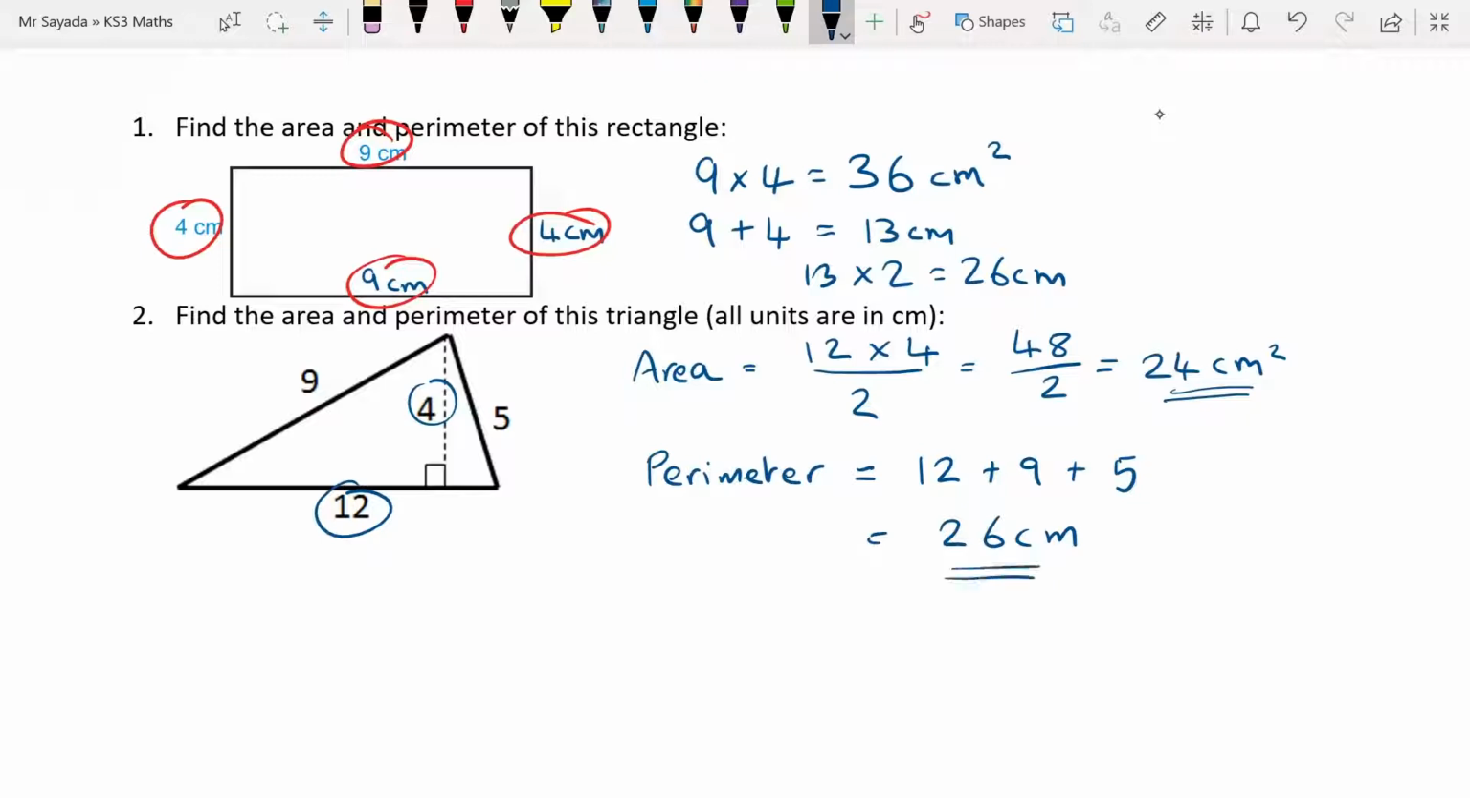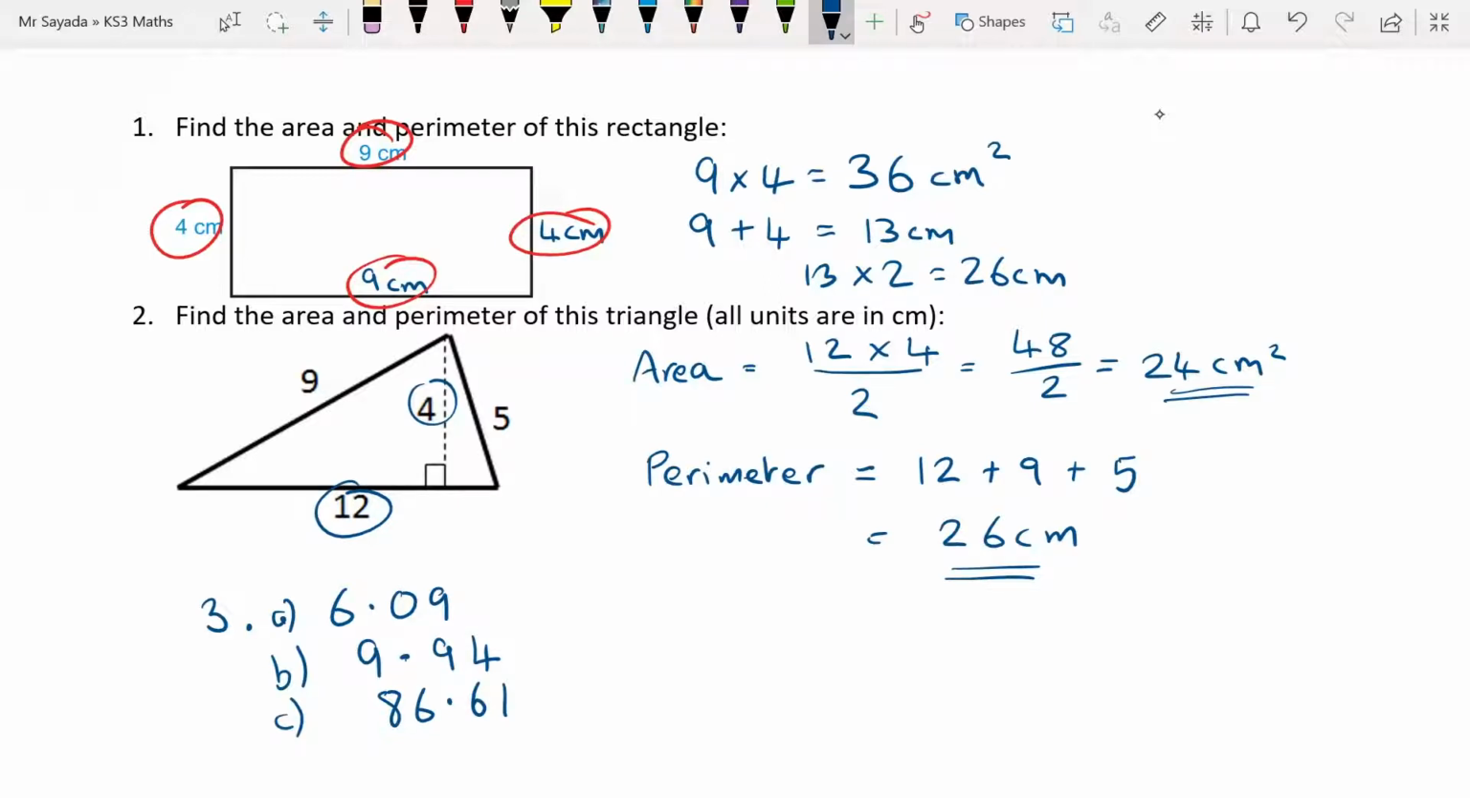Now, I also want you to be able to round to the nearest integer. So could you please round the following numbers to the nearest integer? 6.09, 9.94, and 86.61. Pause the video while you round each of those numbers to the nearest integer. Press play once you're ready.